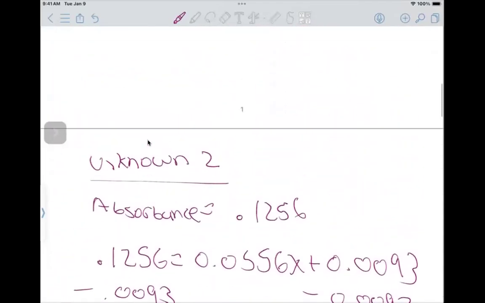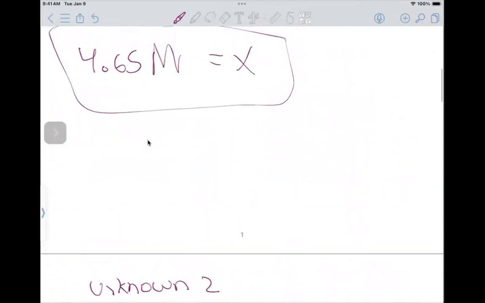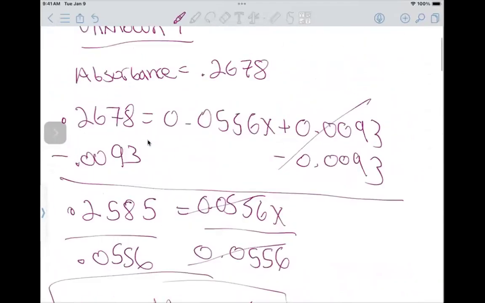So that is how we can use a calibration curve of our known standard solutions to find our unknown concentrations.